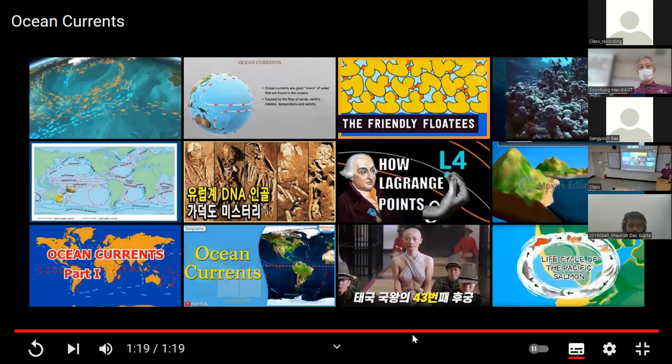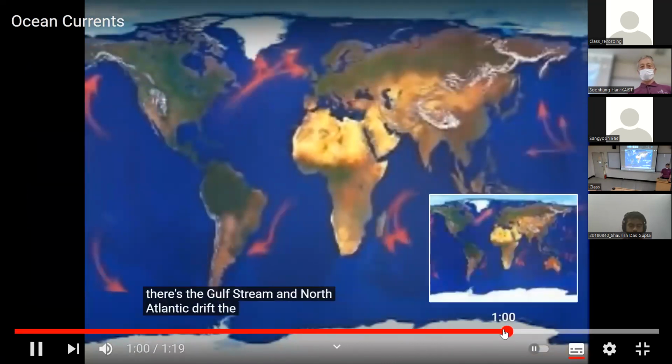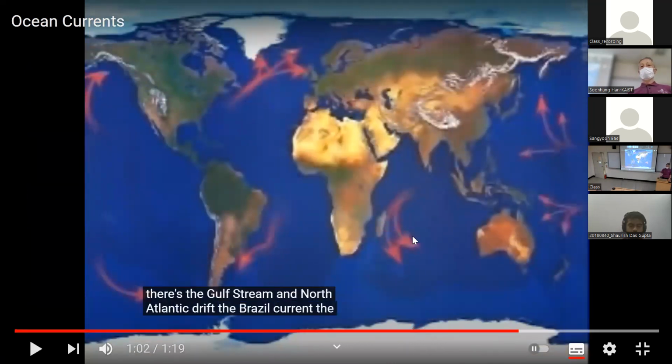So you may see the Circumpolar currents, the Oyashio Drift, the Brazil Current. The warm current is coming toward northern Europe here. That's why, even though the latitude is higher compared to Korea or Japan, the temperature is higher than expected because of this current.